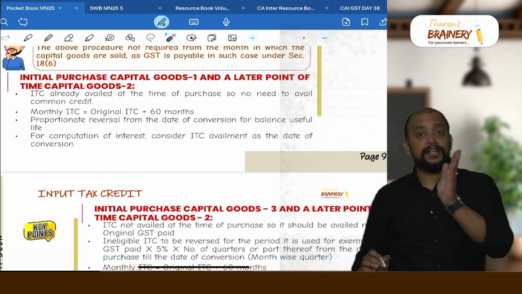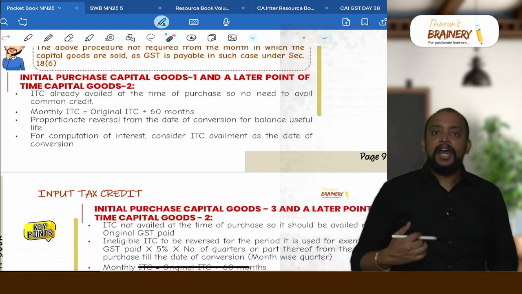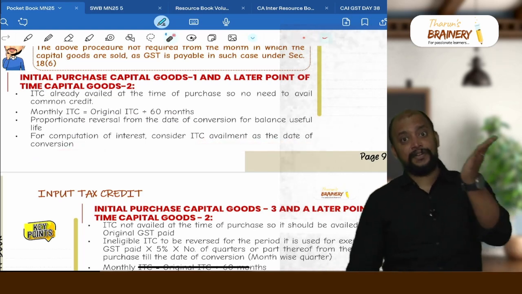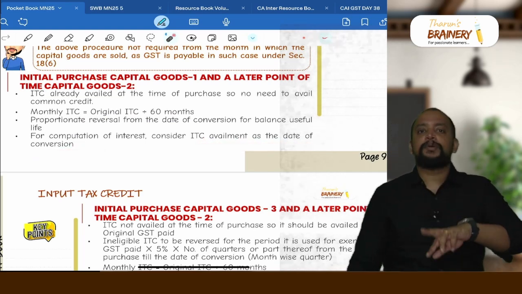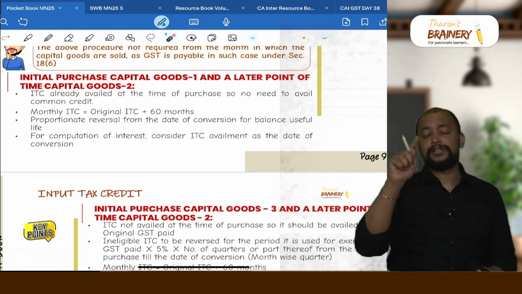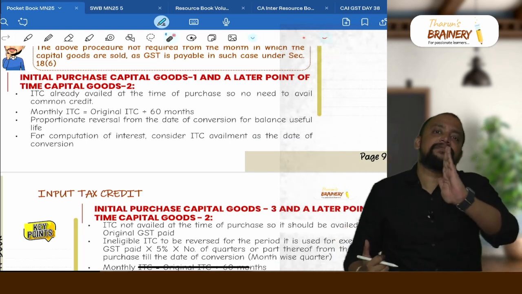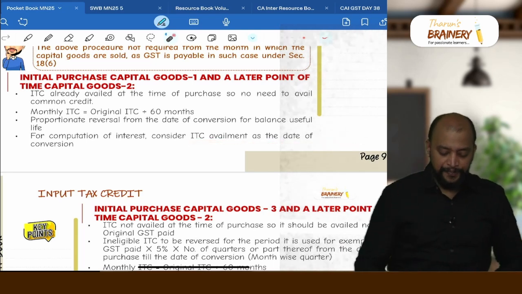It is a proportionate reversal from the date of conversion for the balance useful life, and for computation of interest, we need to take ITC availment as the date of conversion. Date of conversion you take for the purpose of computation of interest, because interest at the rate of 18% runs from the date of availment till the date of reversal. Now here the date of conversion will be taken as the date of availment.